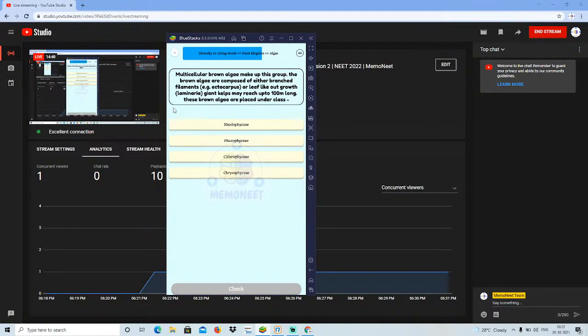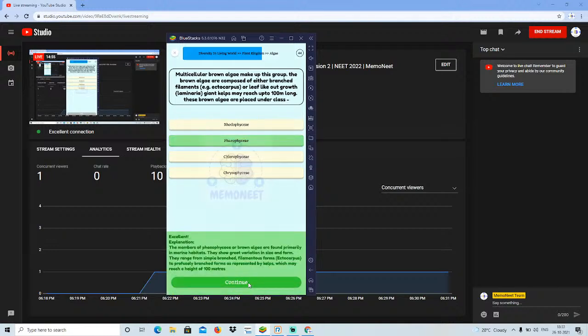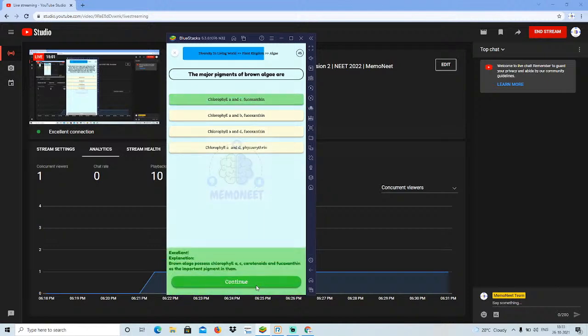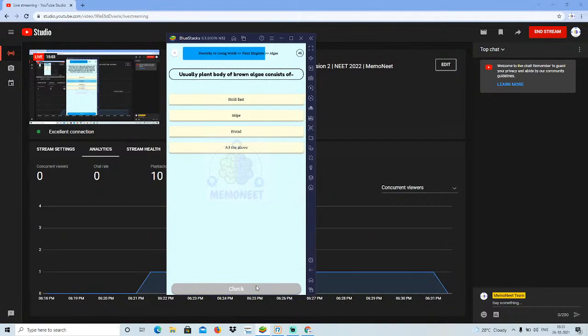Multicellular brown algae make up this group. The brown algae are composed of either branched filaments or leaf-like outgrowths. Giant kelps may reach up to 100 meters long. These brown algae are placed under the class Phaeophyceae. The major pigments of brown algae are chlorophyll a and c, and fucoxanthin. For brown algae, it is fucoxanthin for sure.